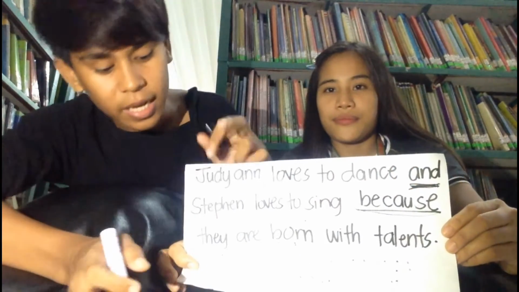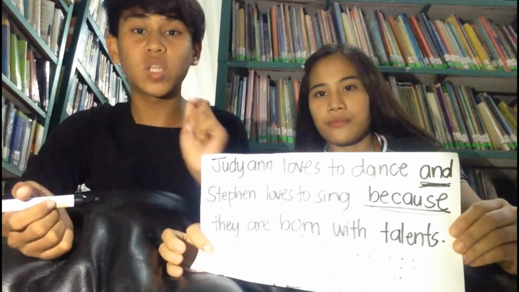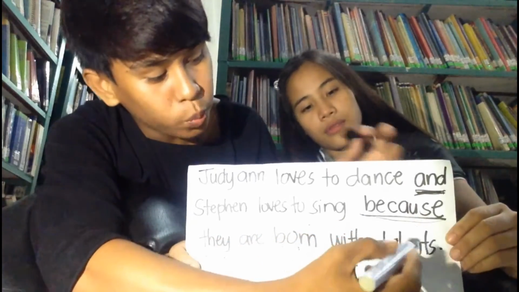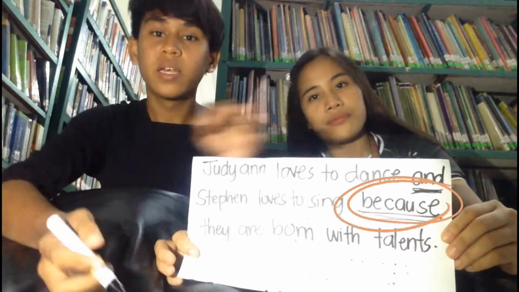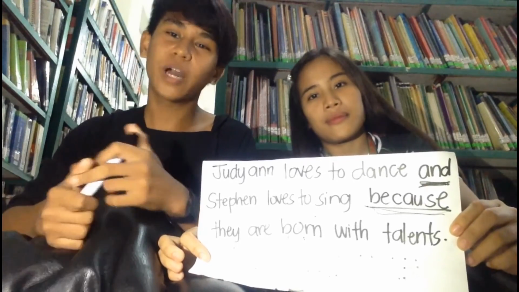And the dependent clause is because they are born with talents. Again, dependent clauses start with subordinating conjunctions like the word because. So that's an example of a compound-complex sentence. That's the four types of sentences according to their structures: the simple sentence, the compound sentence, the complex sentence, and the compound-complex sentence.